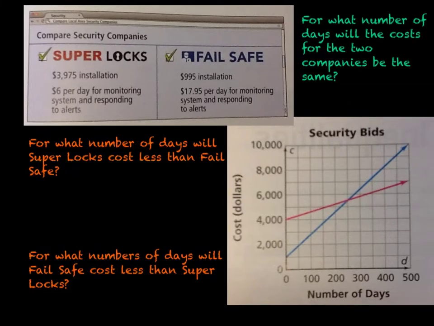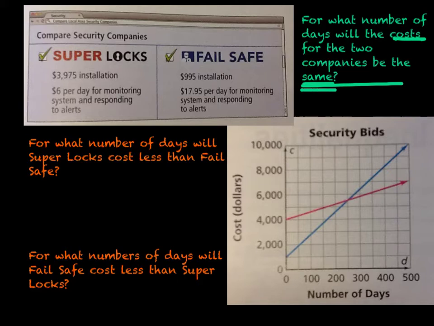This is part A of this investigation, which sets you up for at least the first couple of parts, A and B. So we have Superlocks and Failsafe. They're two security companies. Superlocks costs $3,975 for installing the security system, and then $6 per day for monitoring. Failsafe is $9.95 for installation, but costs $17.95 a day for monitoring. So we can see that Superlocks initially costs a lot to install, but it doesn't cost very much to keep up, whereas Failsafe costs a small amount, but then costs a lot more to keep up. So we're going to use these two equations, and we are going to answer this first question: for what number of days will the costs of the two companies be the same?